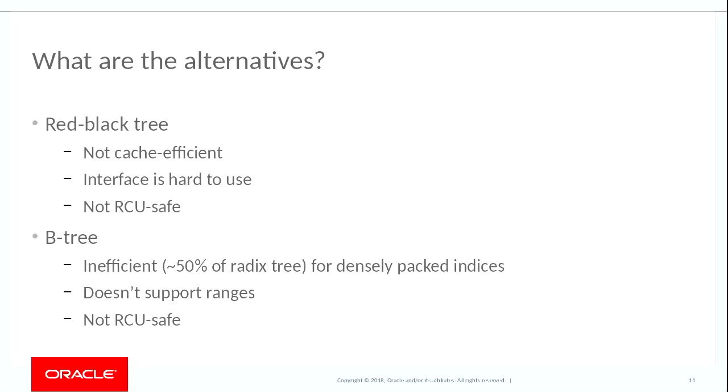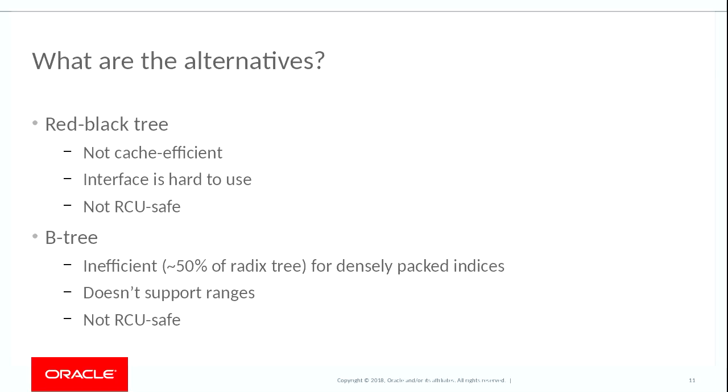We have a B-tree implementation inside the kernel. It's not as efficient for densely packed indices as the Radix tree is. It's about half as efficient, in fact, because for each entry, you're not only storing the pointer, you're also storing the index at which that pointer sits. So that's not great.